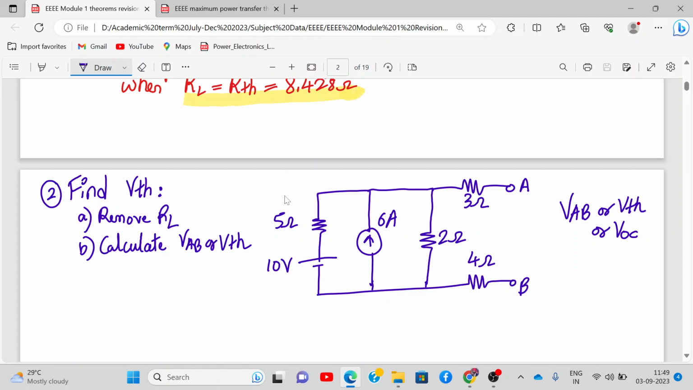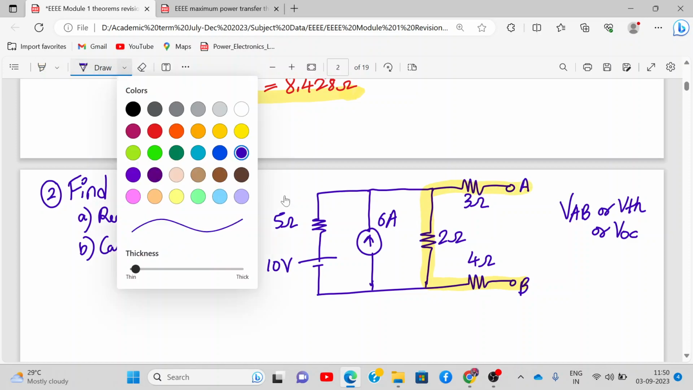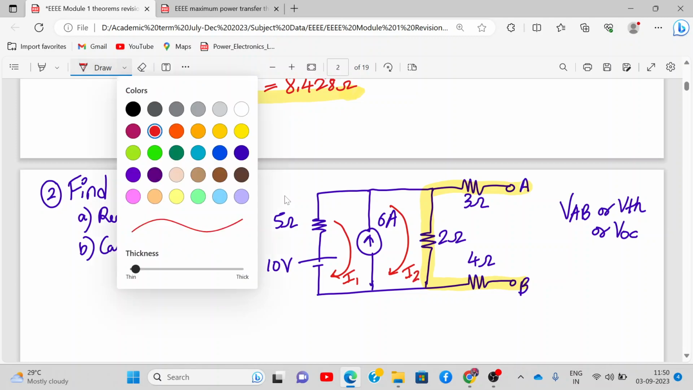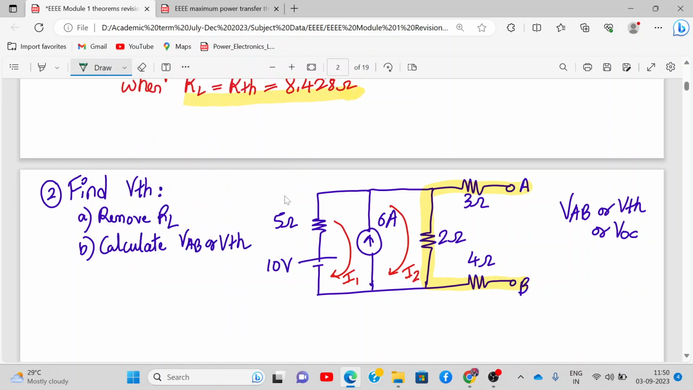Yes, sir. Now, can you tell me from here how do we calculate VTH? So always we go from B and then we'll go to A like this. Let's say inside we apply mesh analysis, and these are the two loop currents I1 and I2. Now can you all tell me what is VAB? How to calculate VAB? It's open circuit voltage, right?